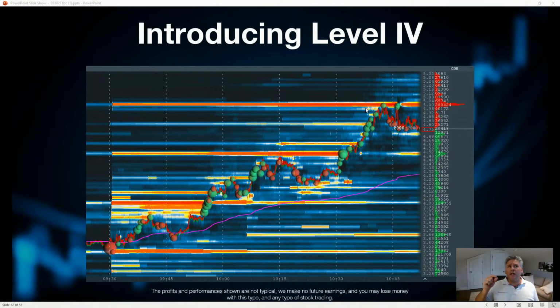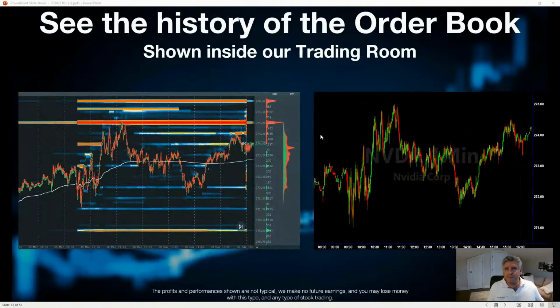And depending on how many shares are out there, what it's going to do is change color on the amount of shares out there. So the more shares that are out there, the darker the color. The fewer shares at a specific price, the lighter the color. So obviously red is a lot of orders. Blue and black means a lot less. So let me show you what we got going on here.